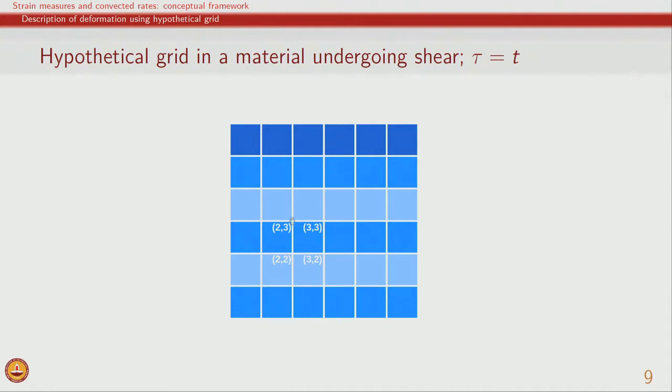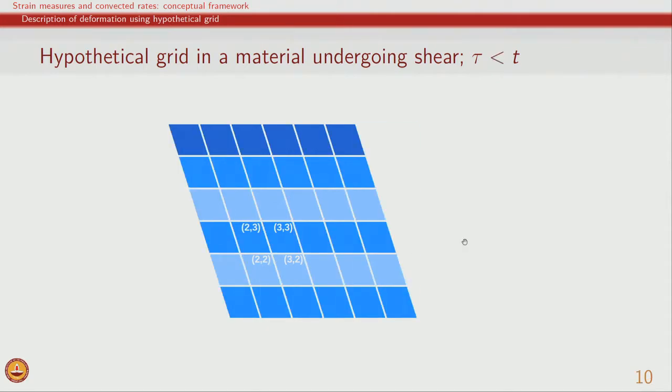So, if we just focus on these 2 points, because let us say this is the 0 0 point. So, this will be 1 1 and this is 2 2 and 3 3 and so on. So, I have just marked these 4 points with the coordinate numbers, and now we can see what happens to it if it was in the past.